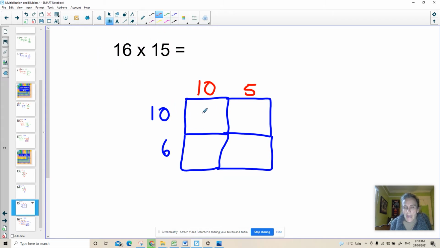So I'm going to focus now on these boxes and multiplying them together. So I'm going to look at 10 10s. Well, I know that 10 10s are 100.